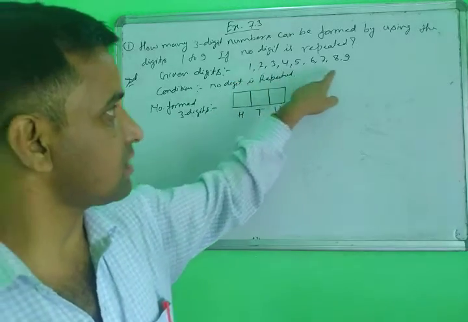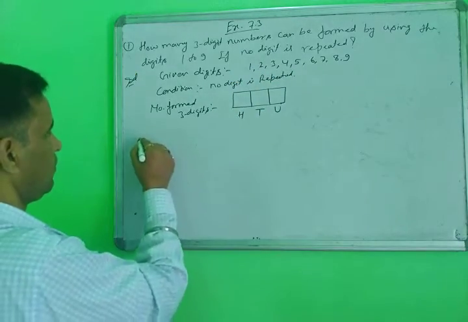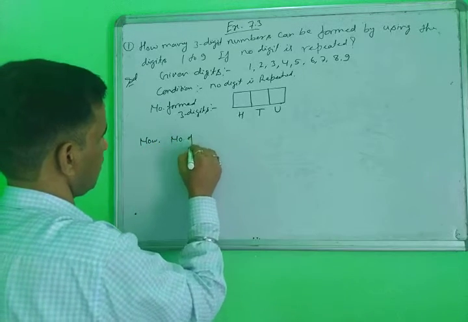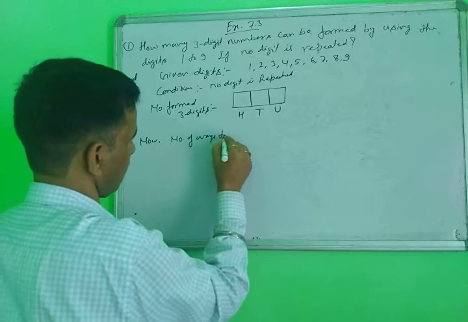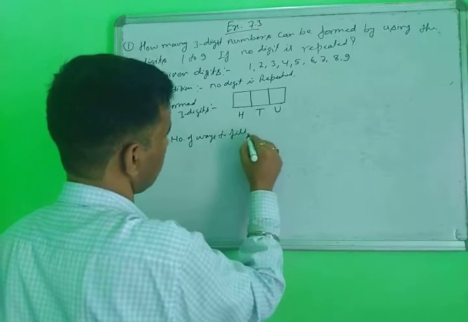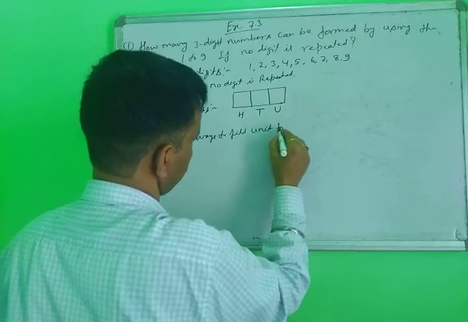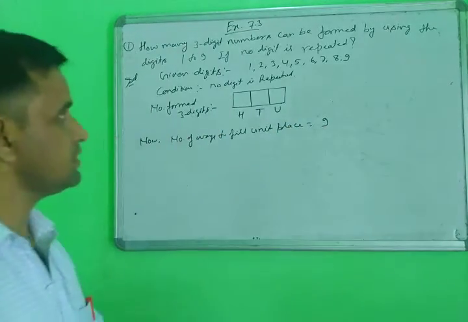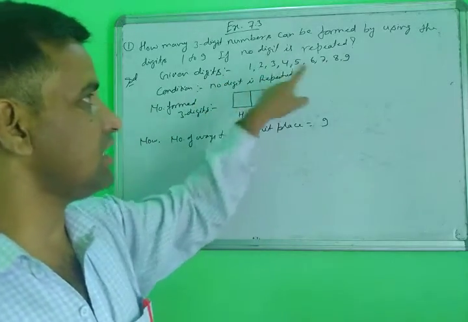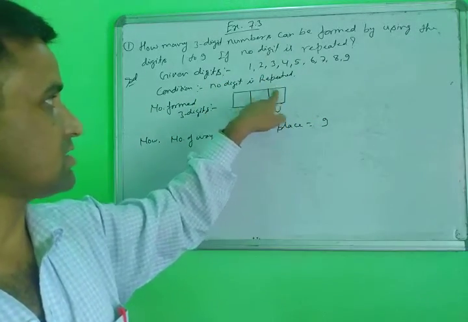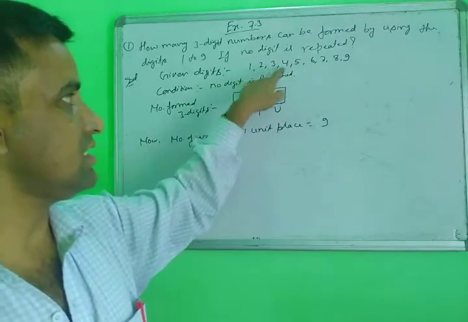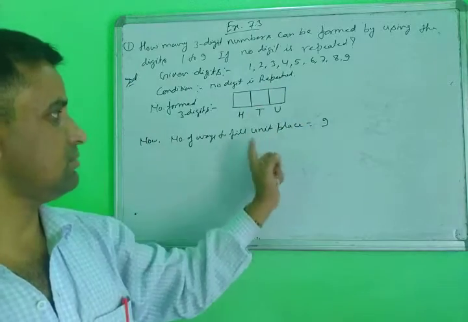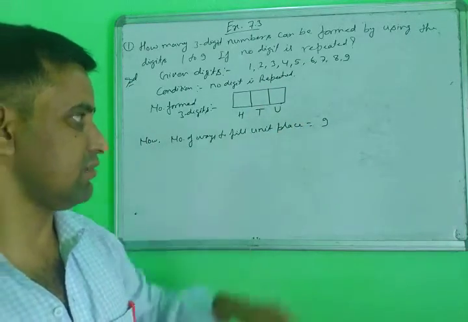The complete 9. Now, the number of ways to fill the unit place is 9 ways. Means you have the choice of all 9 digits to fill the unit place. You can fill any digit in the unit place. You have a choice of 9 digits. So the number of ways to fill the unit place is 9.